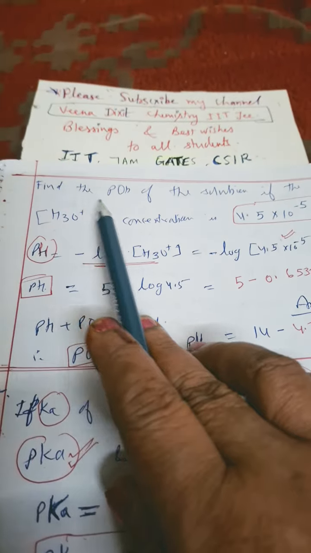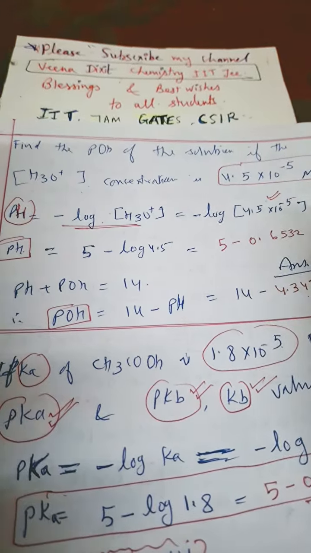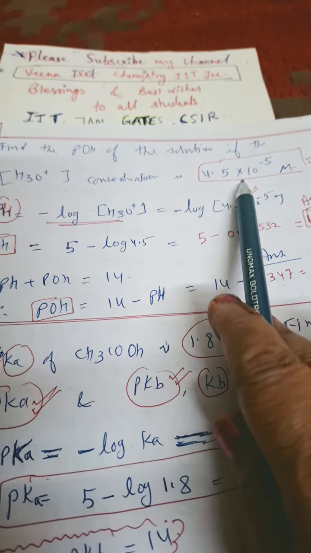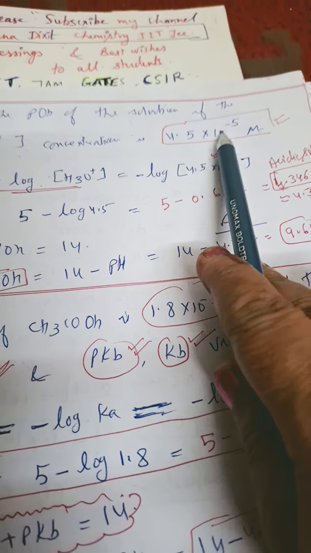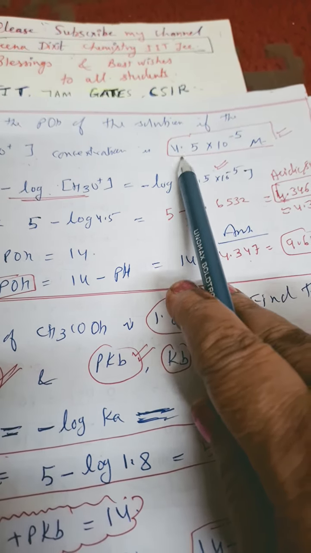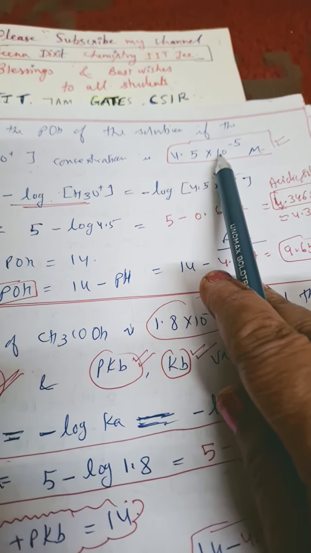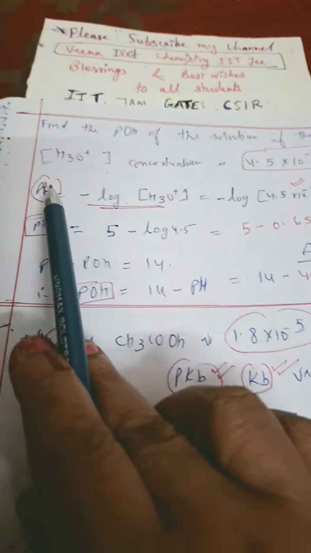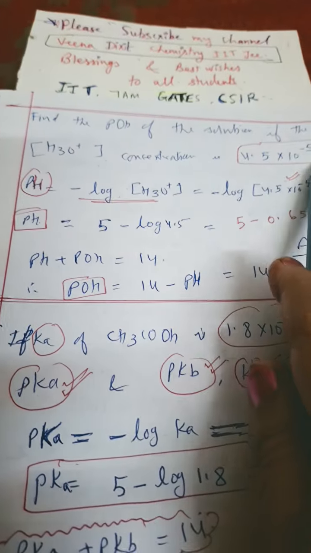Thank you for watching. Here we discuss a very important practice question. Find the pH of the solution if the hydronium ion concentration is 4.5 times 10 to the power negative 5 M. So the molar concentration of the hydronium ion is given.